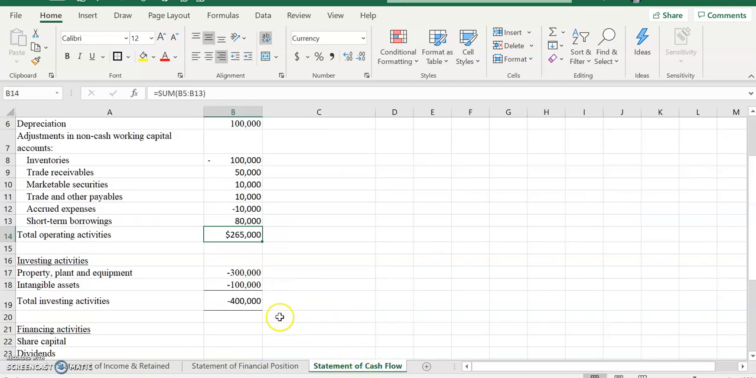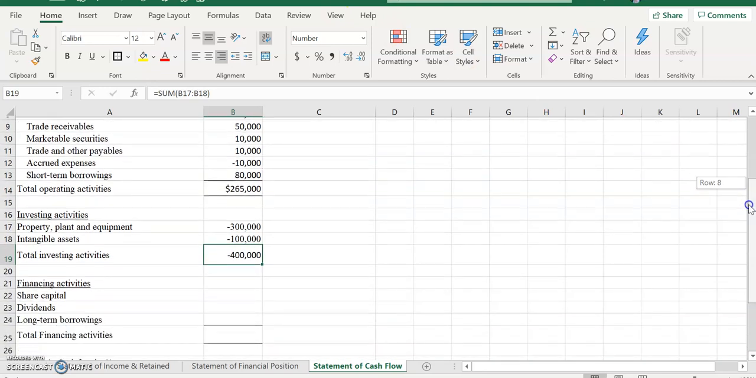So we'll come back to our statement of cash flow. So because of our investing activities, because we invested in property, plant, and equipment, our cash went down by 300,000. Because we invested in intangible assets, our cash went down by 100,000. So the effect that our total investing activities had on our cash balance is our cash went down by 400,000. Okay.